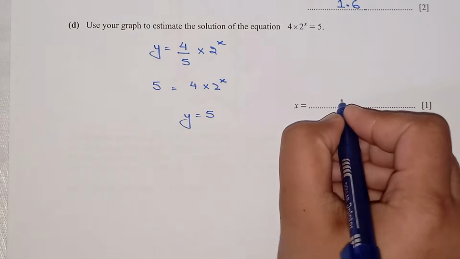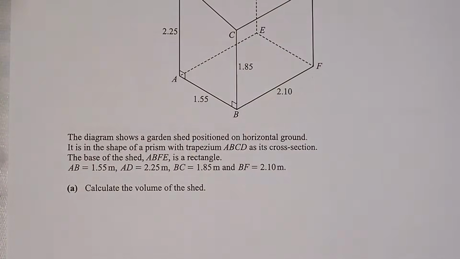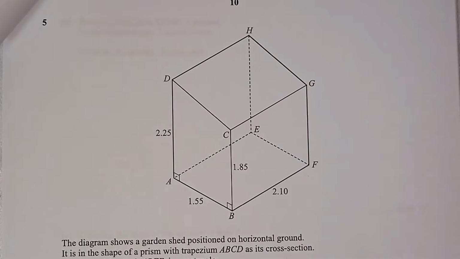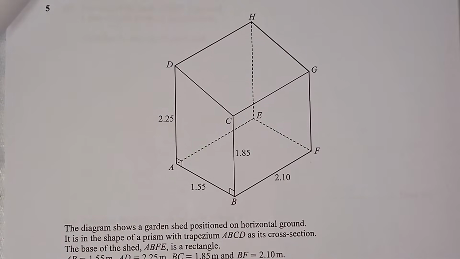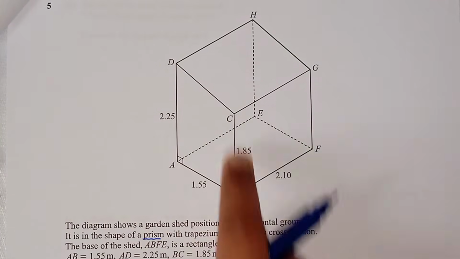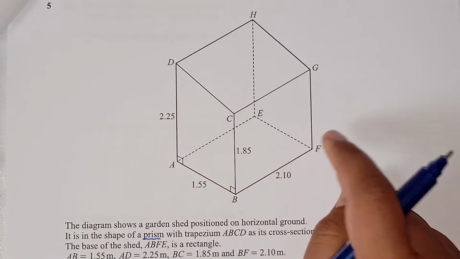So x would be 2.6. Now for question number 5, the diagram shows a garden shed positioned on a horizontal ground. It is in a shape of a prism, with the trapezium ABCD as its cross section. So ABCD is a trapezium and this is a shape of a prism.